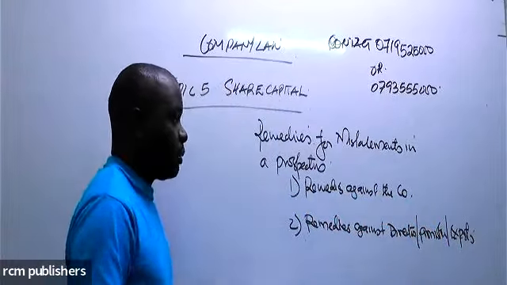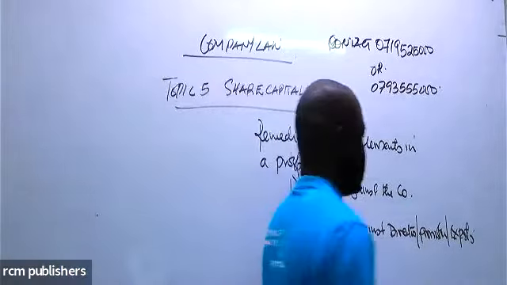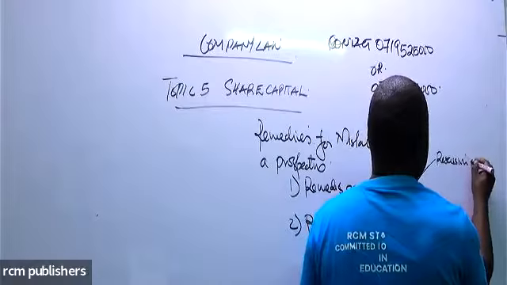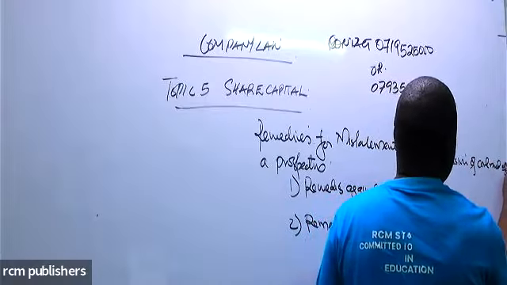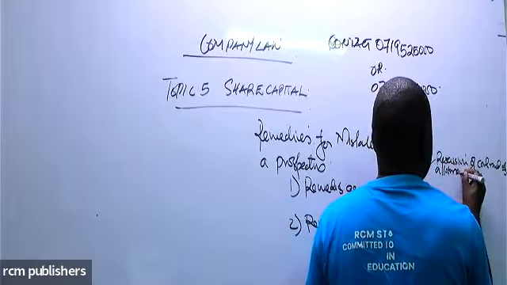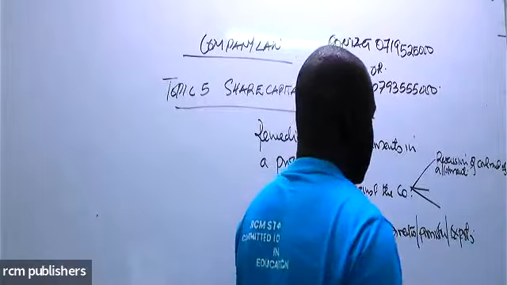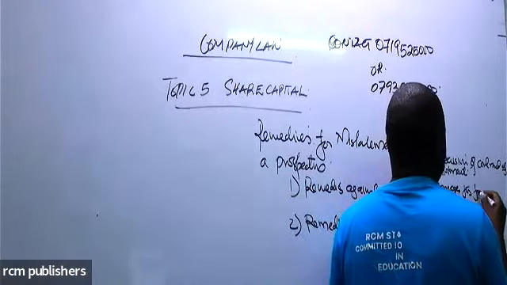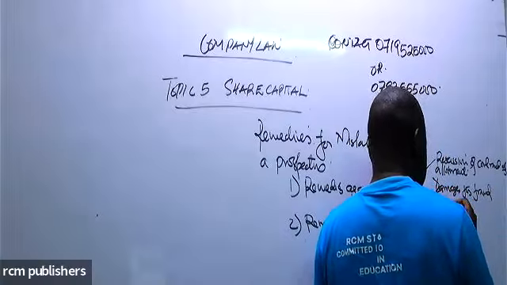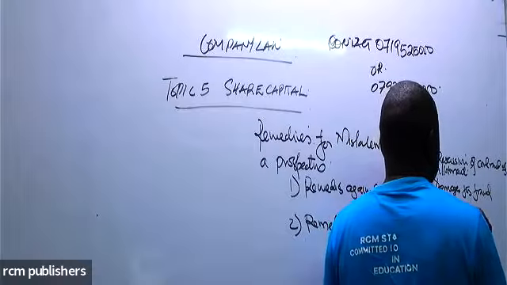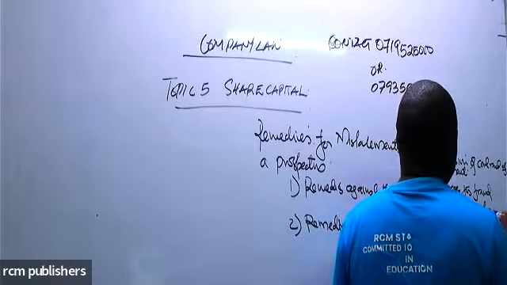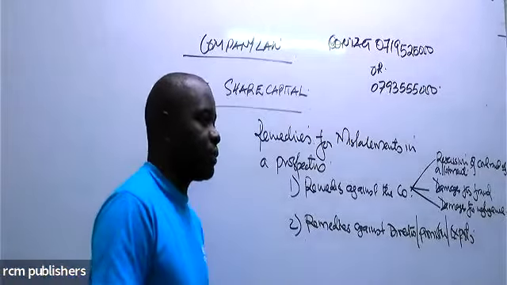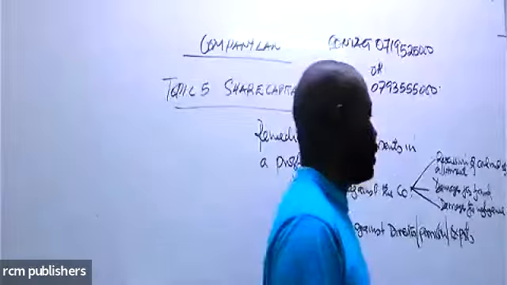So the remedies against the company can be the rescission of the contract, that is, cancellation of the contract of allotment. You can also sue for damages for fraud. Then the last one is damages for negligence. Where there is a failure of duty of care, and it can be proved there was that failure, and a party incurred a loss, they can take action for negligence.